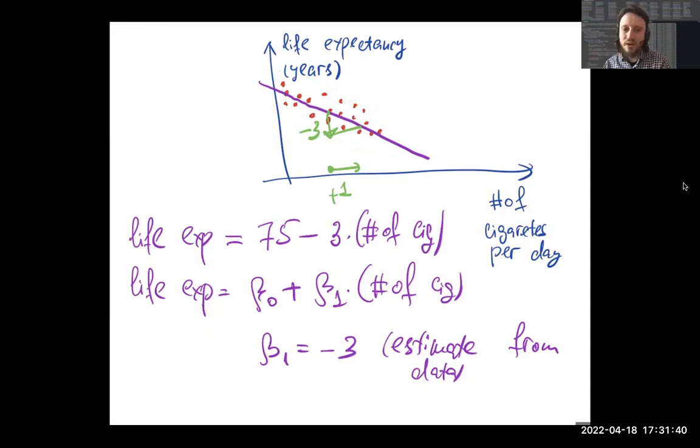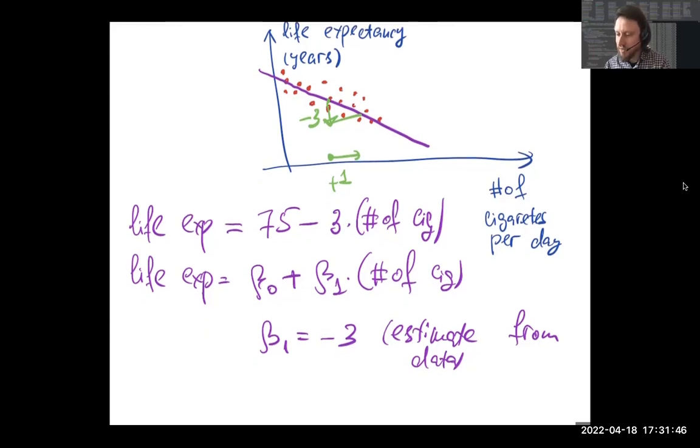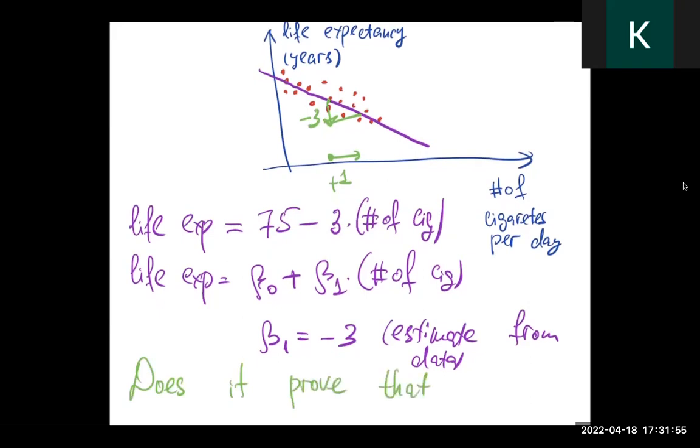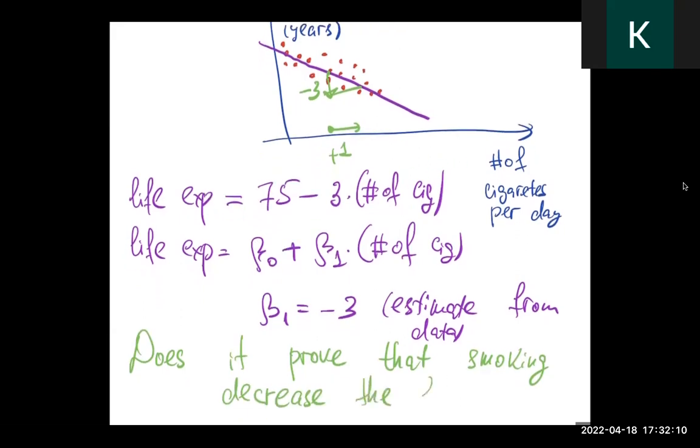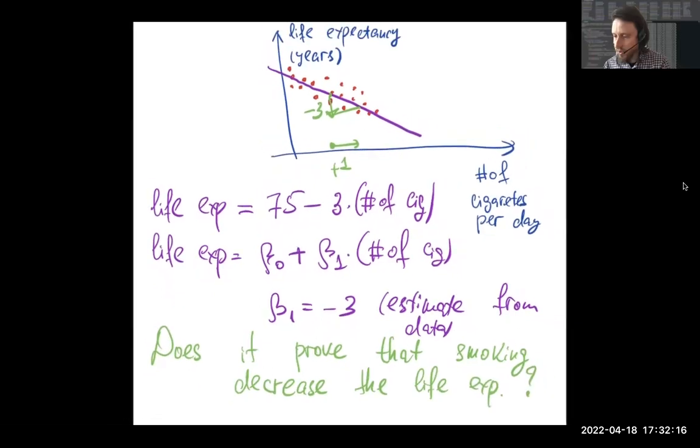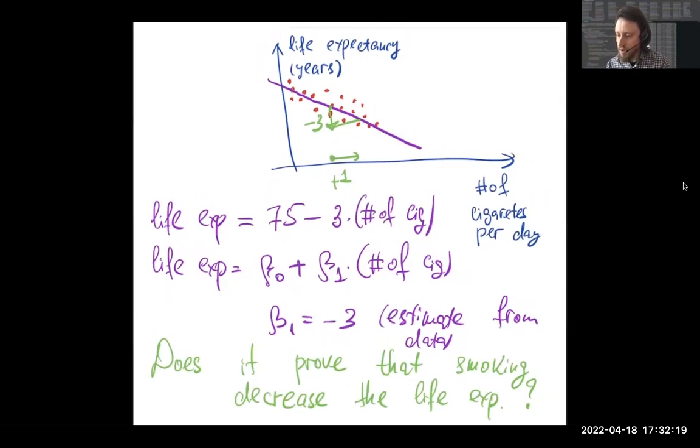How can you argue that this picture is not a proof? Basing on some common sense, we can say that we don't know other factors which can actually also influence life expectancy in our sample. We don't know other information on our participants of our experiment. Yes.